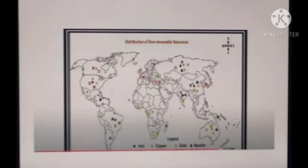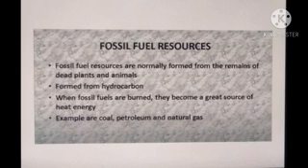The next resource is fossil fuel resources. So, fossil fuel resources are normally formed from the remains of dead plants and animals. They are often referred to as fossil fuels and are formed from hydrocarbons. When fossil fuels are burned, they become a great source of heat energy. Examples of fossil fuel resources are coal, petroleum and natural gas.